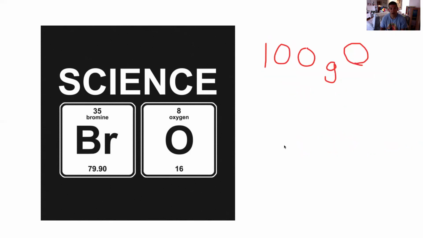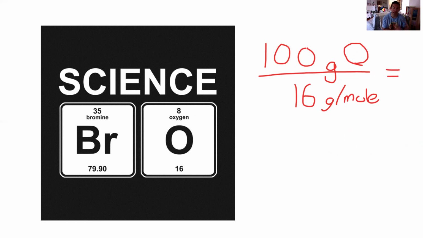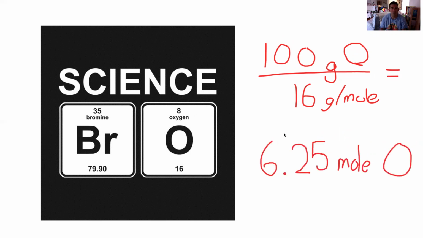Now, what if we have 100 grams of oxygen? Well, we're going to divide by 16. That's the important part. Each individual element has its own molar mass, so that formula, mass divided by molar mass, is always changing because it's based on which element we're looking at. So 100 grams divided by 16, we get 6.25 moles of oxygen. That should make sense. If we have 100 grams of each, we're going to need much more oxygen because it's lighter than the bromine.